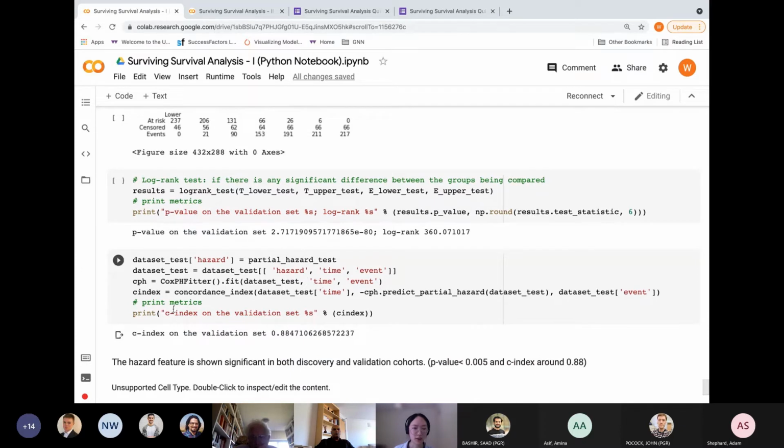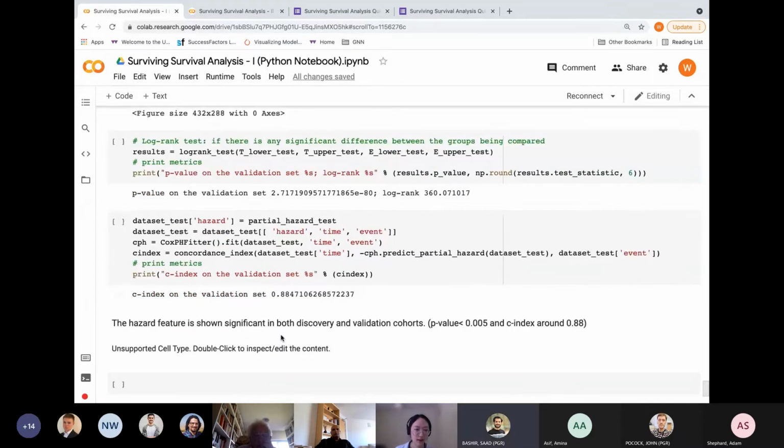And when you call this concordance index to calculate this C index here, we can get 0.88 C index on this validation cohort, which means our new feature is shown significant on both discovery and also validation cohort. Yes, and that's it. And so I wonder, is there any questions?